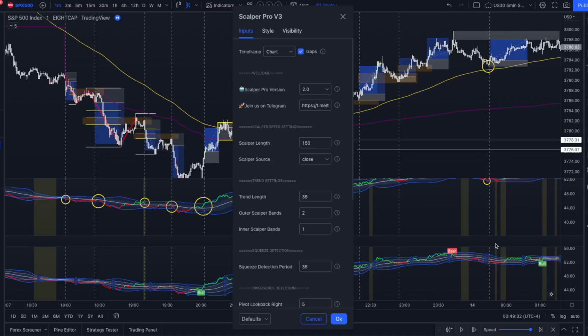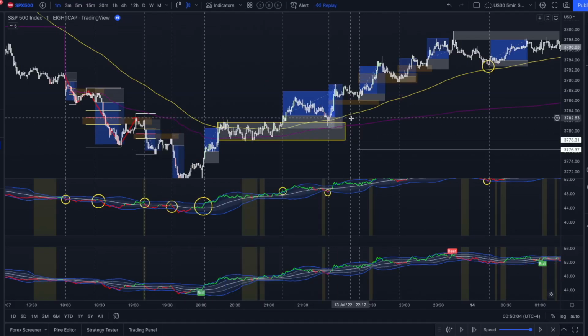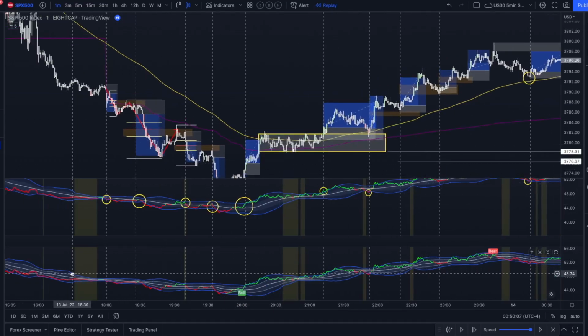Alright guys, thank you very much for watching this video to the end. In my next update I'm going to include colored bars based on the scalper lines. So when the scalper lines are green, the bars are green, and when the scalper line is red, the candles are going to be red. And I'm also going to add an option to color the bars based on the scalper bands. So for example, you're only gonna see green candles if you're breaking like here above the Bollinger Band, and you're only gonna see red candles if we are breaking below it. Let me zoom in here to show you that very quick.